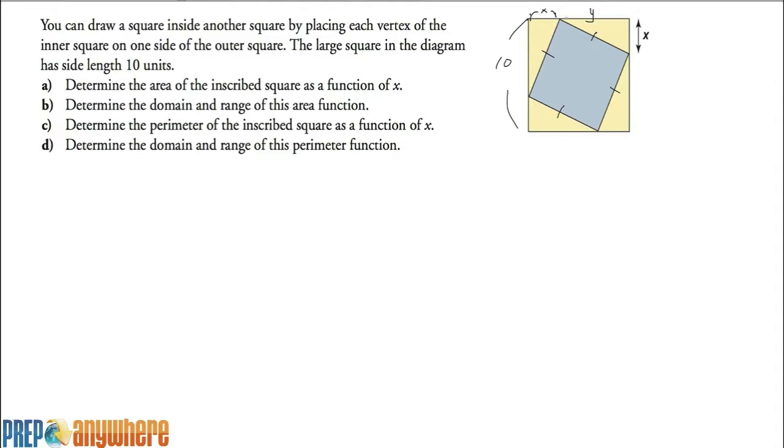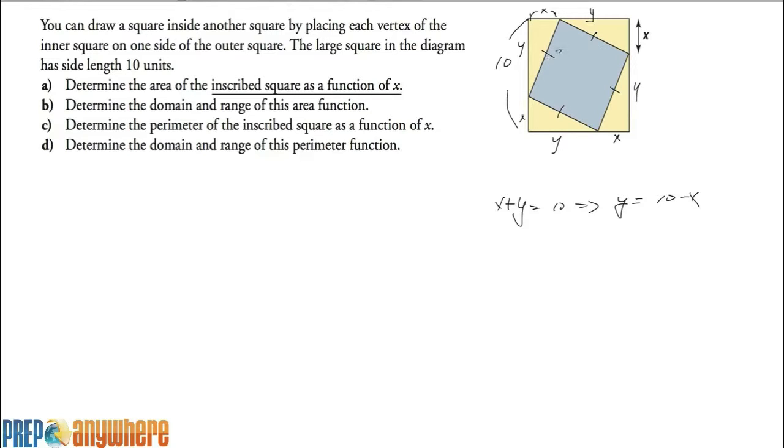So this is a triangle with sides x and y. And because this is a square, they all have to be the same congruent triangles with sides x and y. But you know that x plus y is 10, which means y, we can just write as 10 minus x. It says to determine the area of the inscribed square as a function of x.